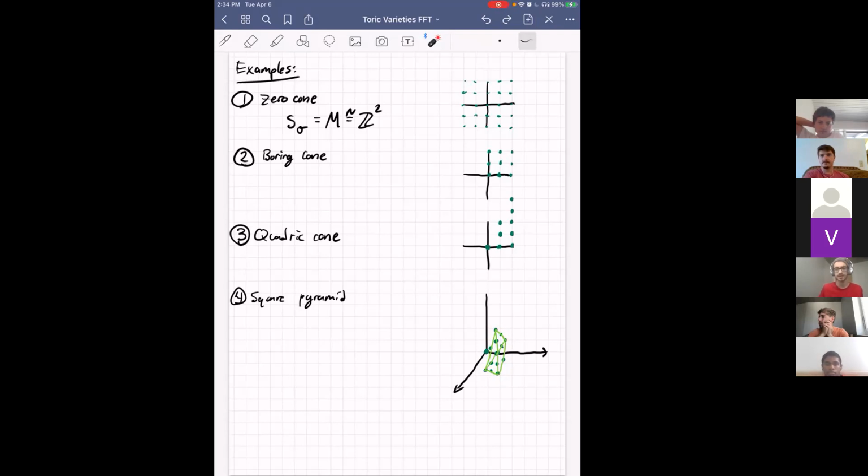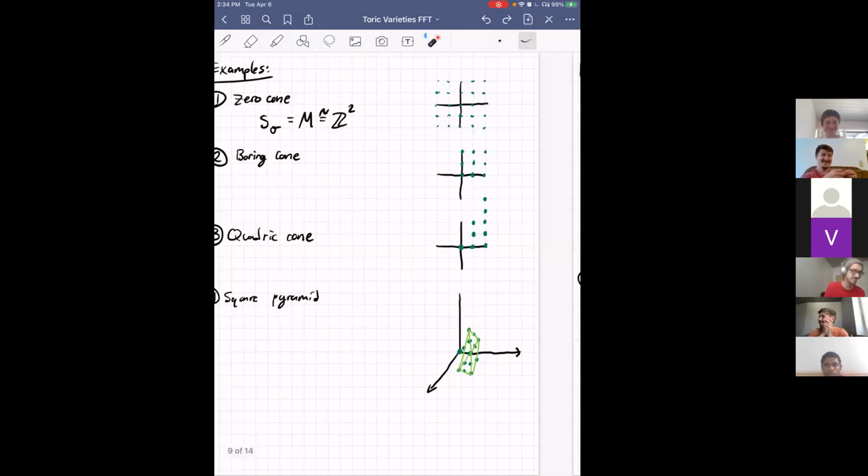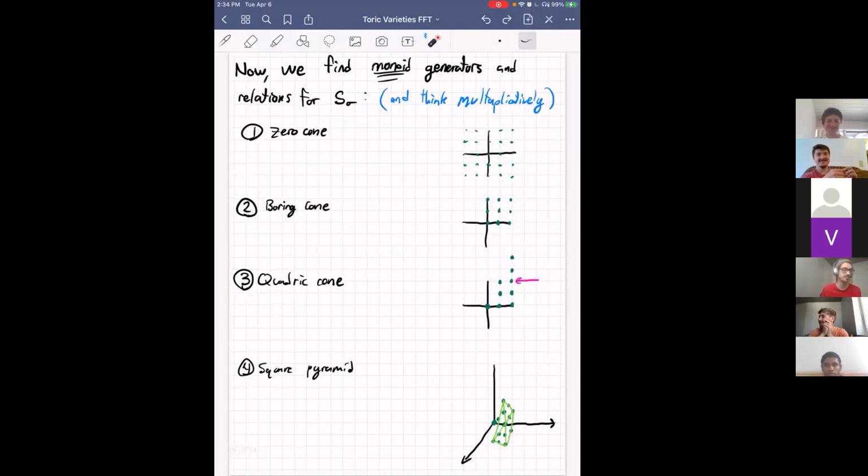Okay. So now we're going to come to the most important step in our construction, which is also in a way kind of the hardest step, which is we're going to find generators and relations for all of these monoids. So okay, let's do this. We need to find the generators and relations for all of these monoids as monoids.